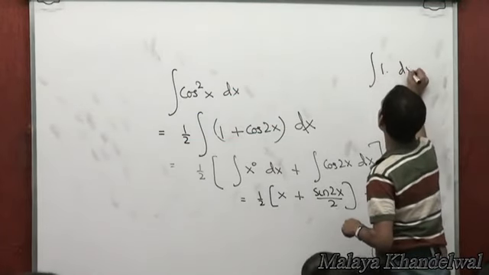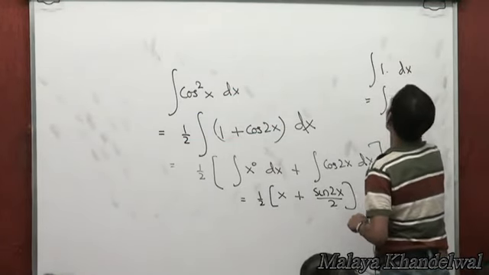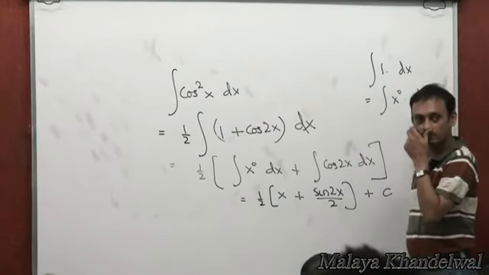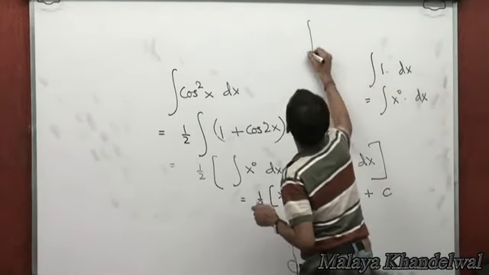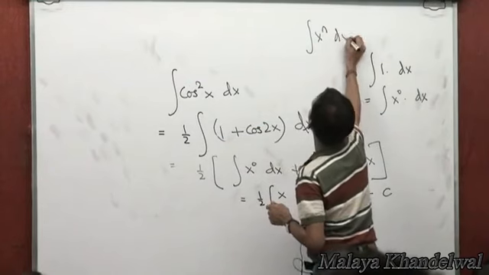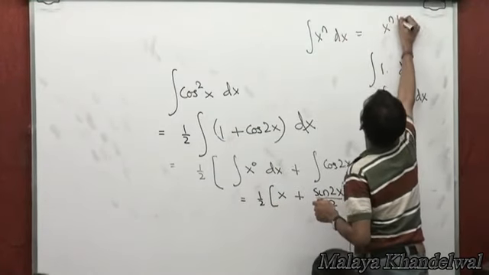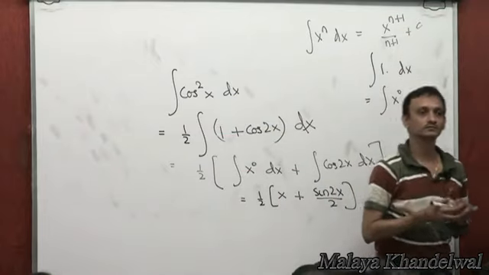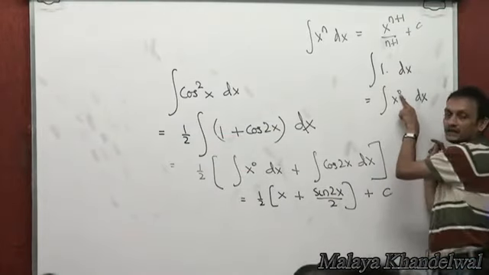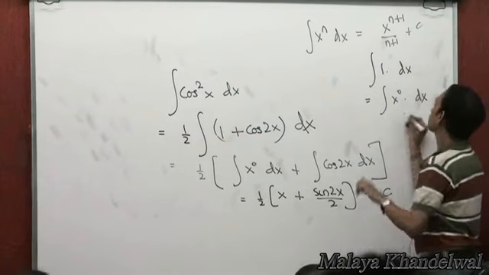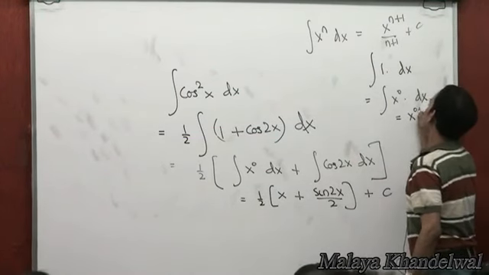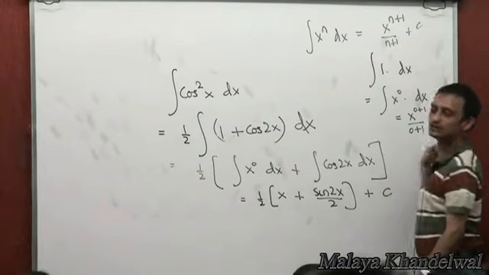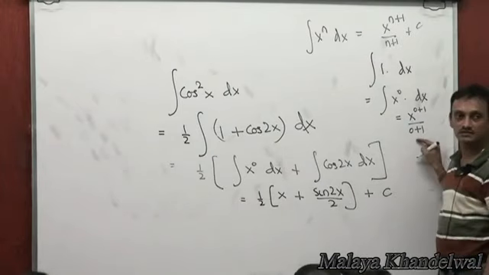Integral 1 dx is integral x to the power 0 dx, right? And integral x^n dx is x^(n+1) by (n+1) plus c. So x^0 dx is x^(0+1) by 0+1, which is x.